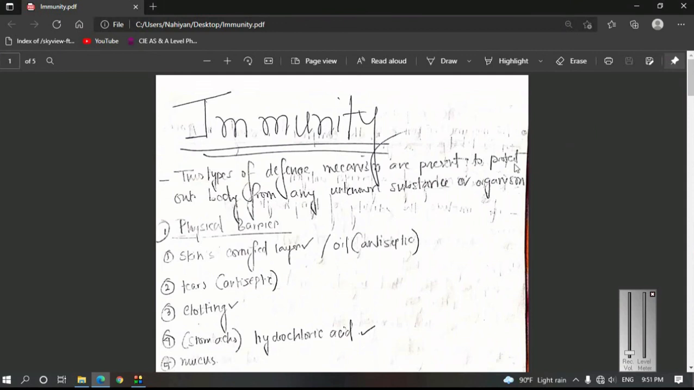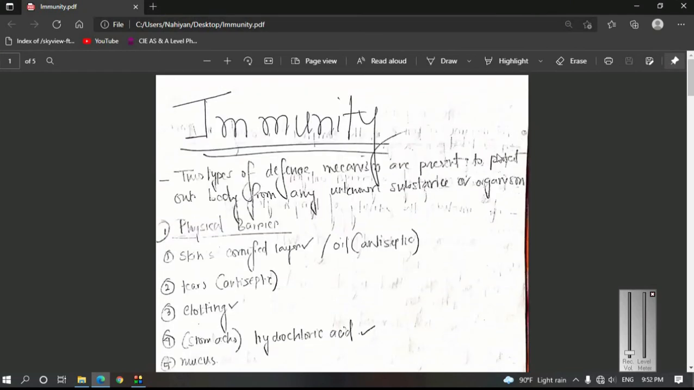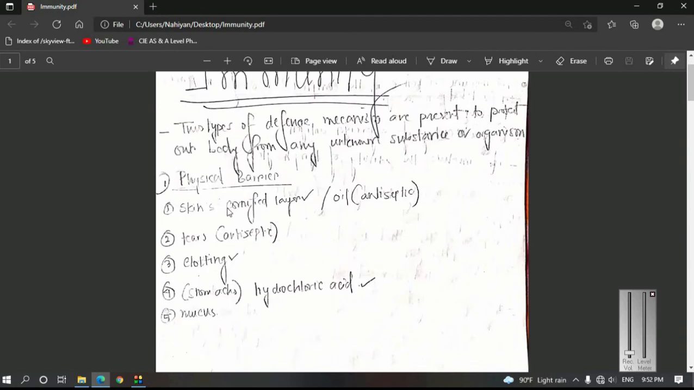So today we're going to do this chapter, immunity. There are basically two types of defense mechanism that are present to protect our body from any unknown substance or organism. So the first one is the physical one.